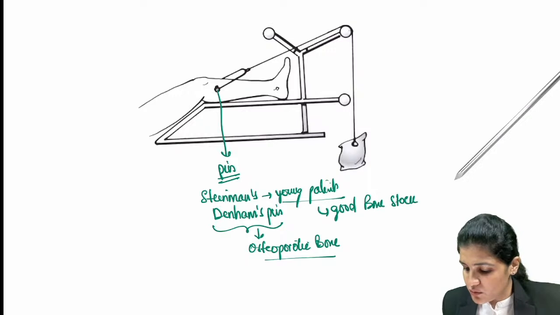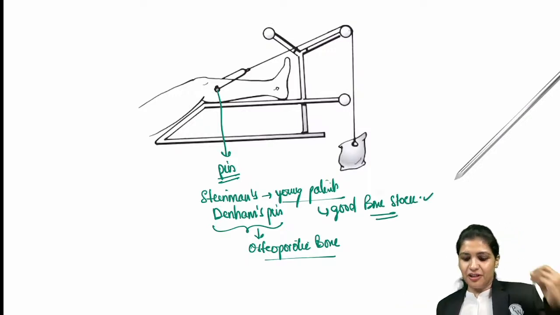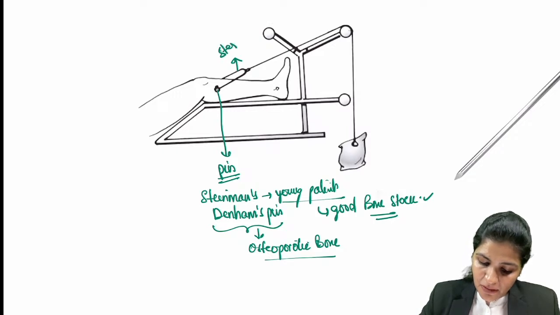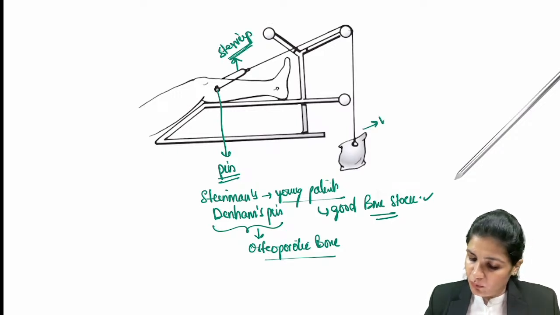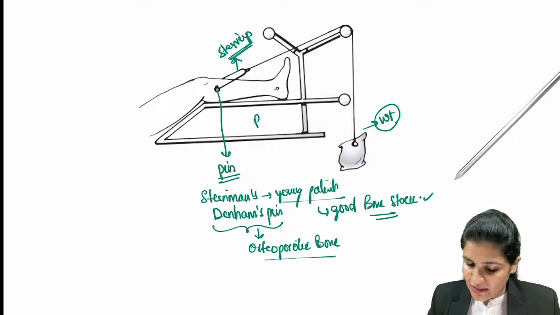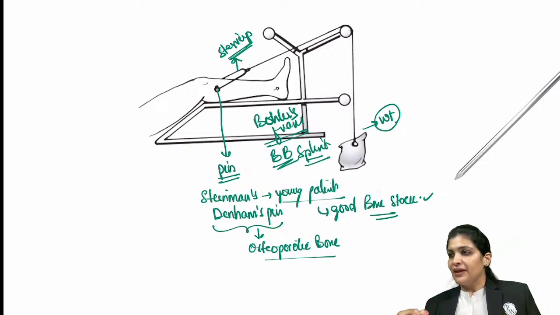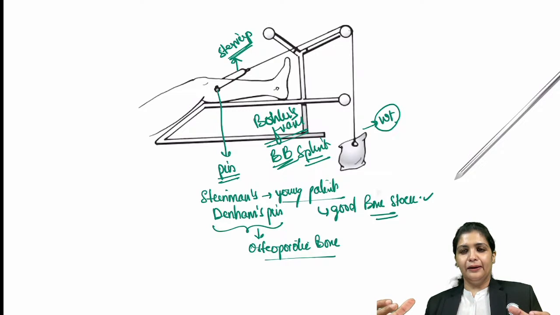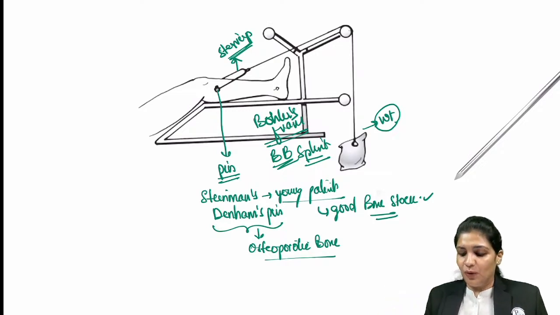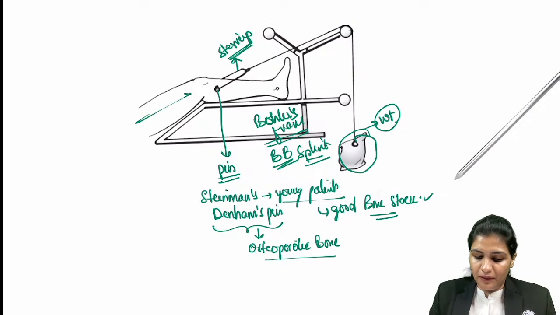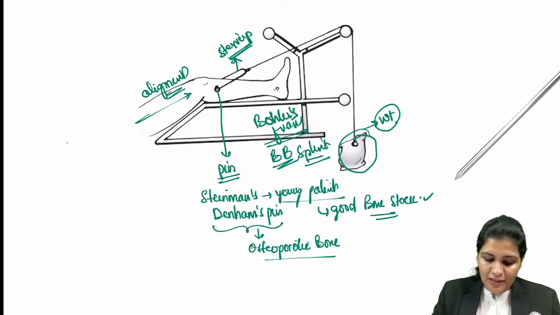These two are the pins which we use for putting the skeletal traction, and then you use your stirrup to connect this pin to the weight, and now you add the weight. This is your Bowler's frame, also called the BB splint, where you rest the leg over the splint, and then you add this weight, and this weight will pull the femur fracture into alignment, right? So this is your skeletal traction.